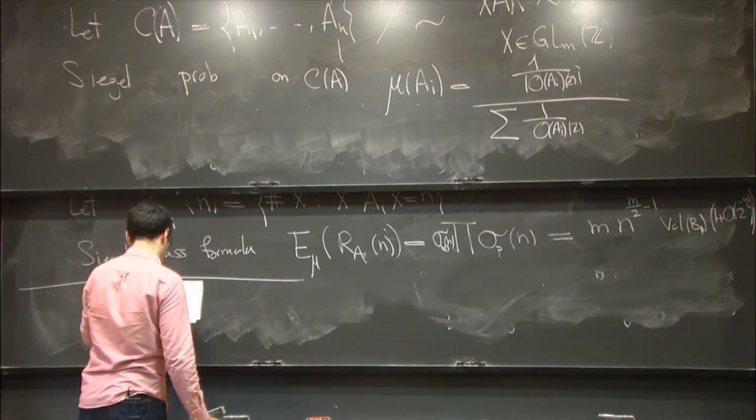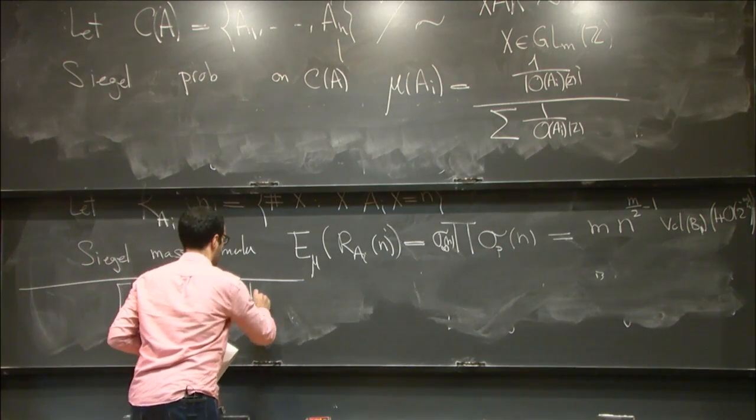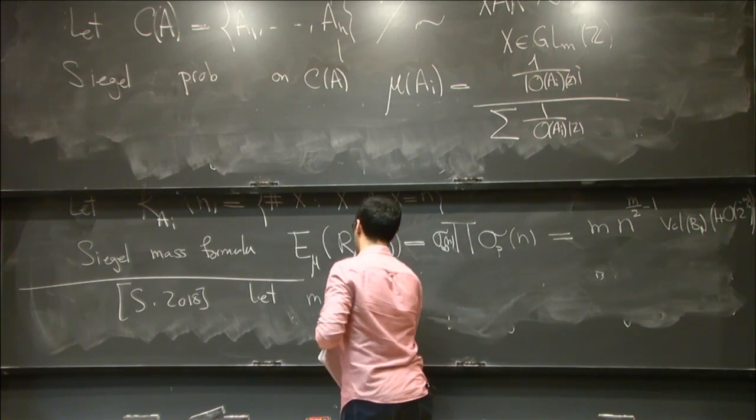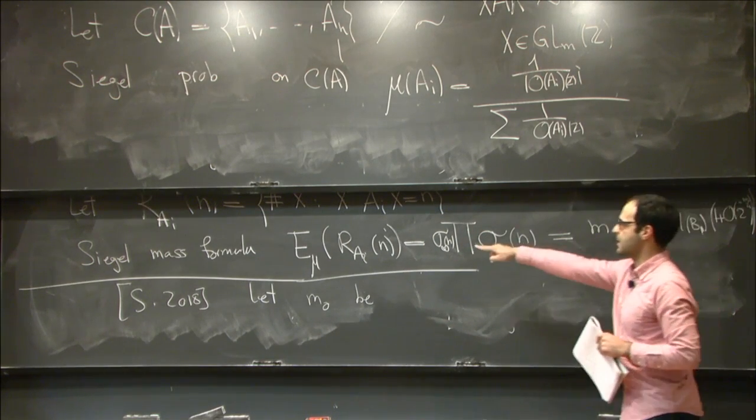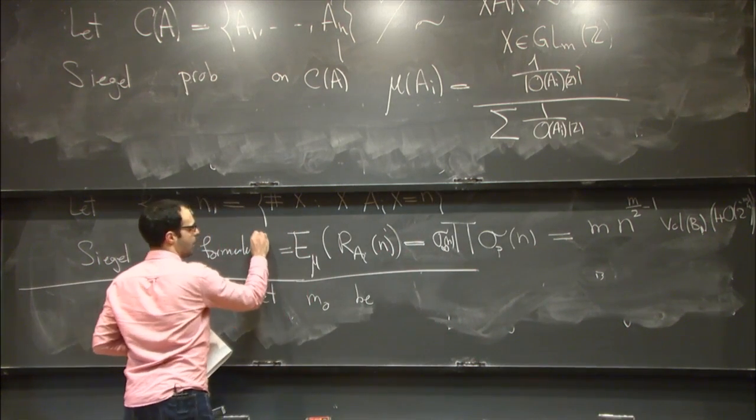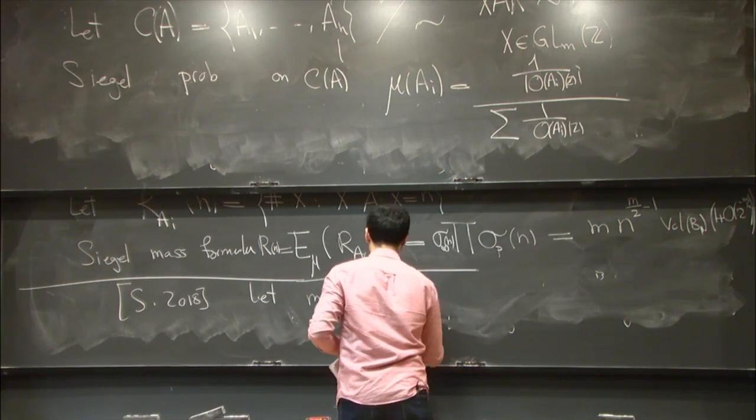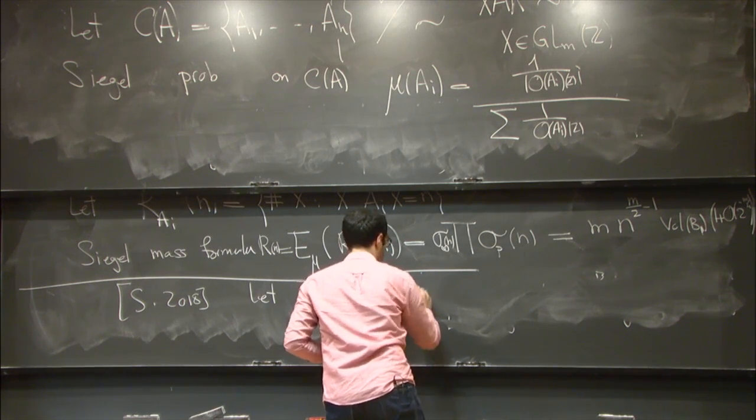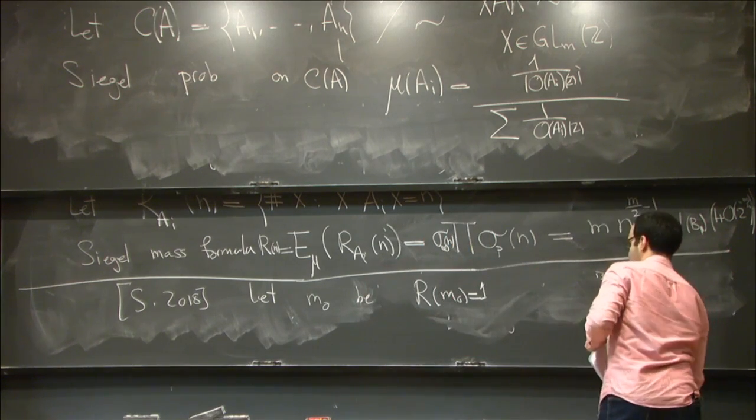So the main result which I'm going to state is, let m naught, and Siegel's mass formula applies. Let m naught be the point where this expected value is 1. I'm going to denote this bar R of n. R of n is the average. R of m naught is exactly 1. So then there is a sharp transition range.